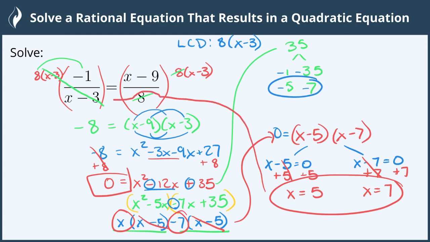We don't need to worry about this one because it's 8. Let's look at the x minus 3. If I put 5 in there, I get 5 minus 3 is 2. And if I put 7 in there, I get 7 minus 3 is 4. So neither of them make the denominator 0. So they are both the answers, and we're all done.